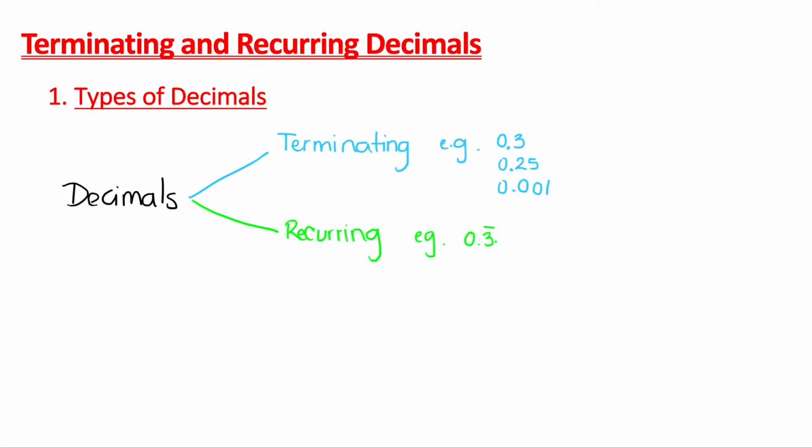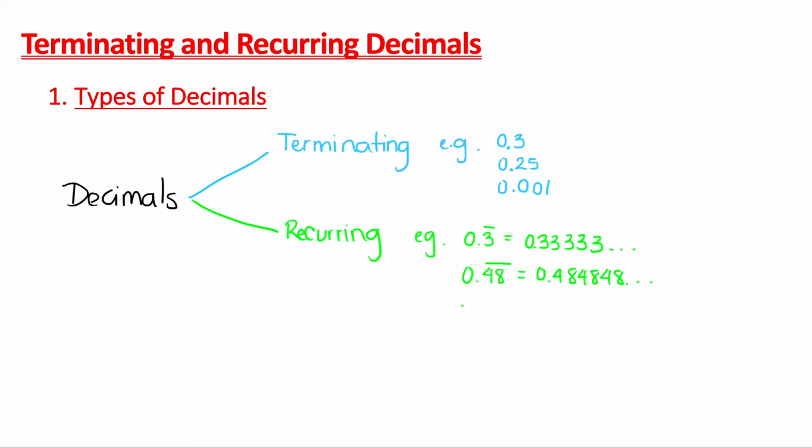I'll explain in a minute why, but this dot or this line will mean that it's like 0.3333, and it goes forever. Agree? But it's always a 3. That's why we can write it like this. Another example is, let's say, 0.48, and that will be 0.48, 48, 48, 48, forever 48. Okay.